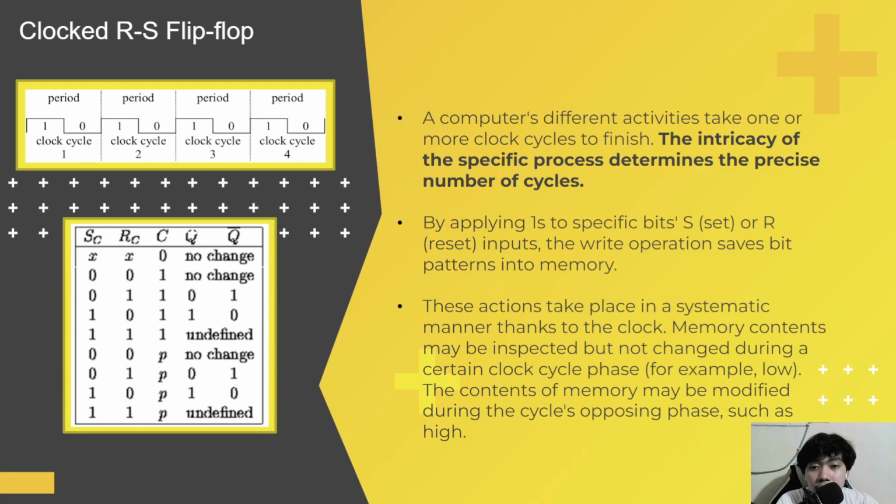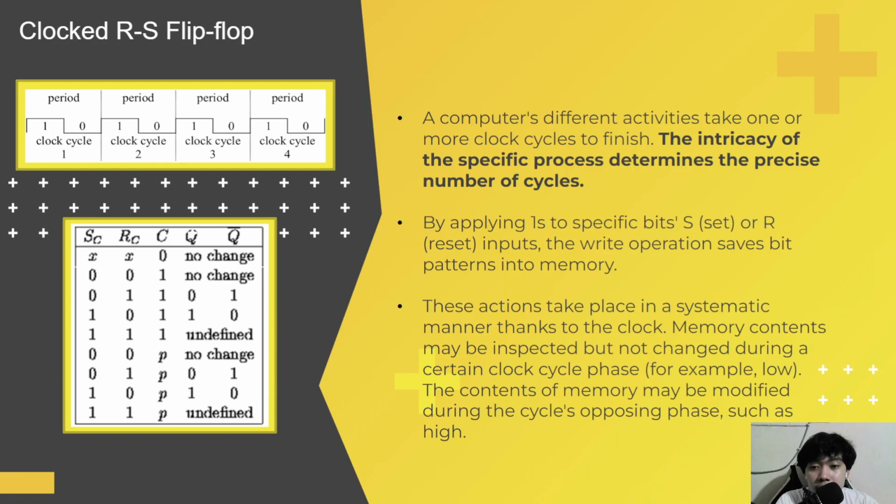So for our truth table, the flip-flop has two inputs: R for reset and S for set. When the R input is high and the S input is low, the output is reset to 0. When the S input is high and the R input is low, the output is set to 1. When both inputs are low, the output remains unchanged, or no change.